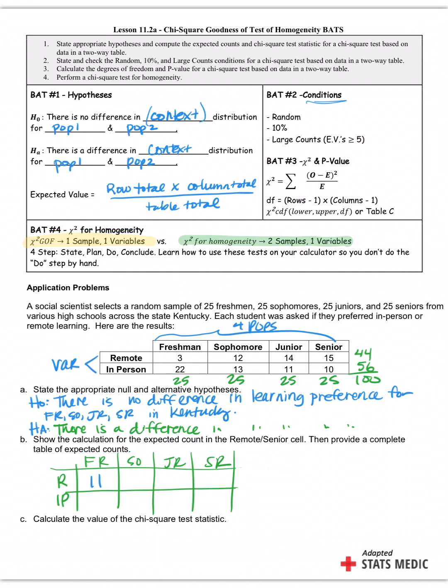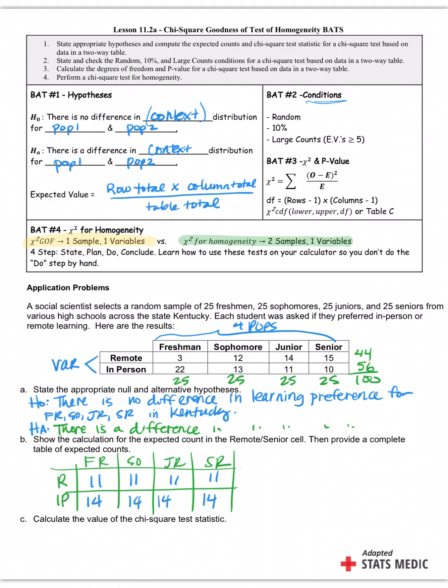All right. So then let's move over to sophomores. We do 44 times 25 divided by 100. Is it sounding familiar? They're all going to be 11s, aren't they? Yeah. Since all of our class sizes are exactly the same, it works out really nicely. So then the in-person freshmen, let's see, 56 times 25 divided by 100, that's 14. There you go. Is it going to be the same each one? Yeah, okay.